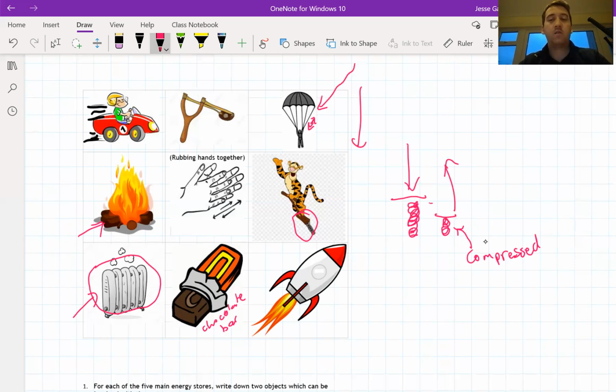The chocolate bar, well, this is food. So this would be the chemical energy store. Well done if you got that right. The chemical energy store is the main one there. And then we've got a rocket.